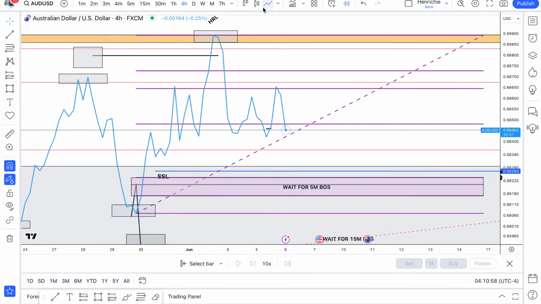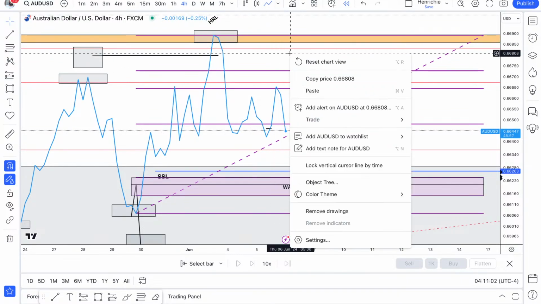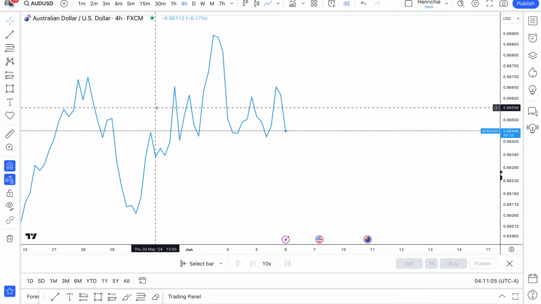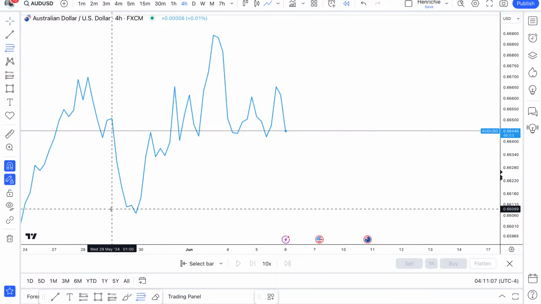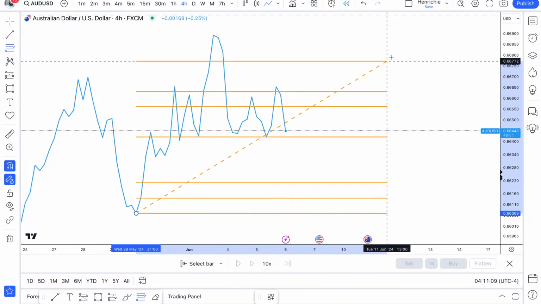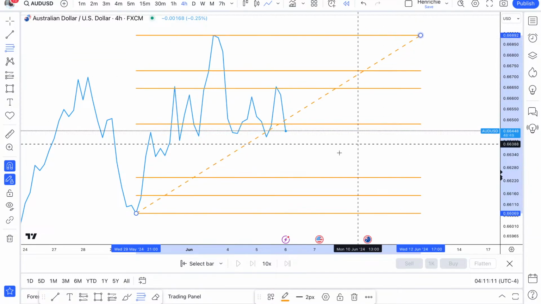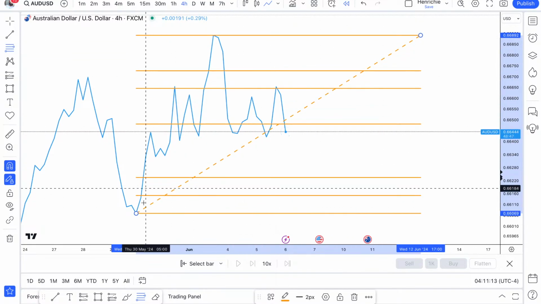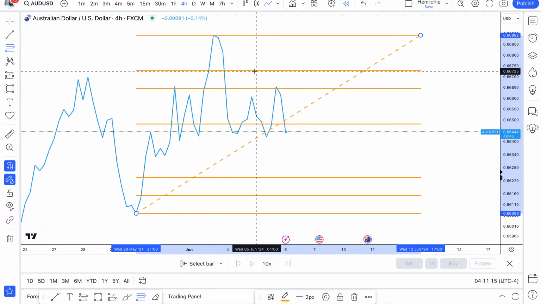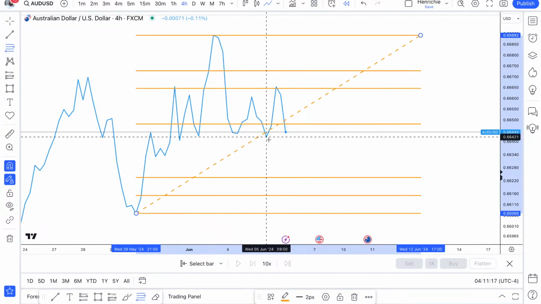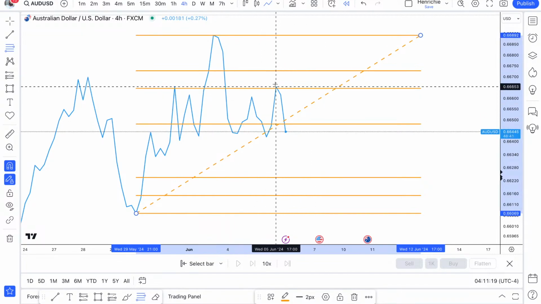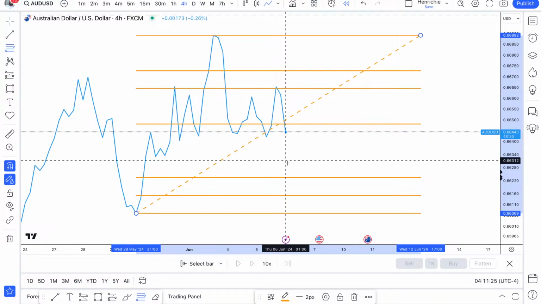So now let's look at this on the line chart. I'm going to remove everything from my chart for a second so you can see how perfectly this works on line charts. What do you see right here? This is a low, this is a high, this is our extreme premium zone. Look at how on the line chart it aligns perfectly. Price literally came to this position and displaced to the downside.